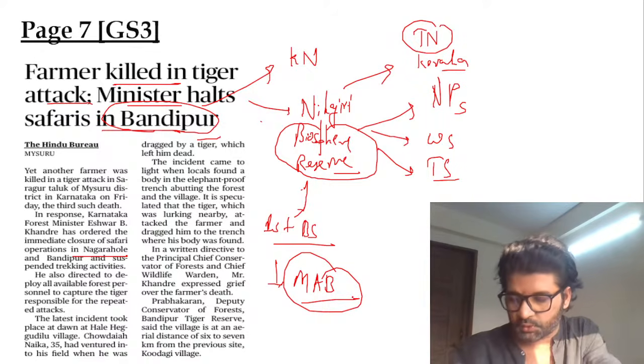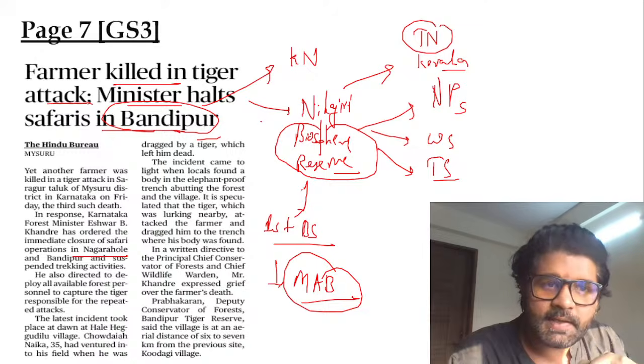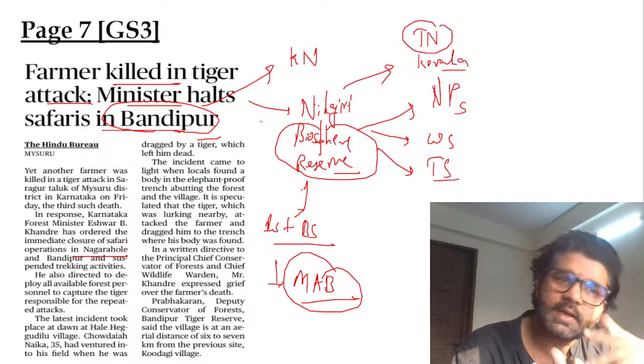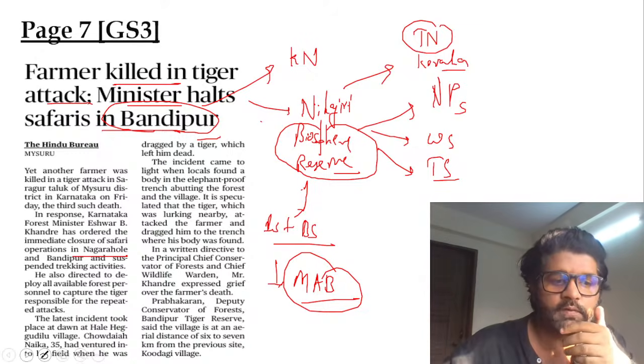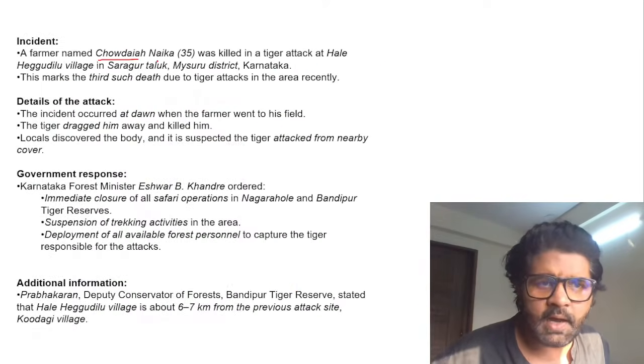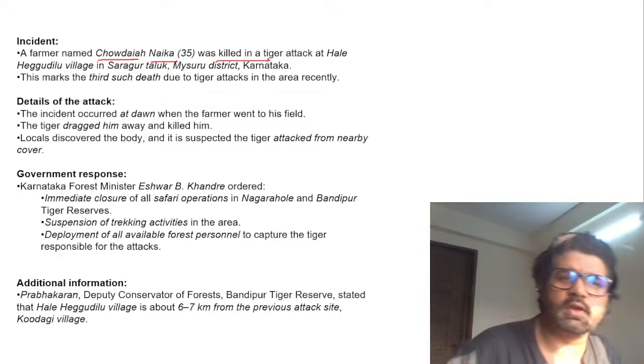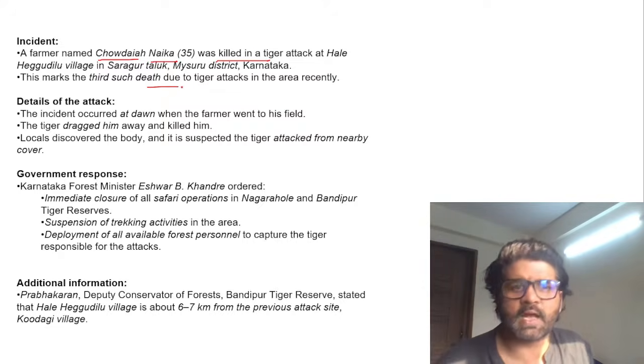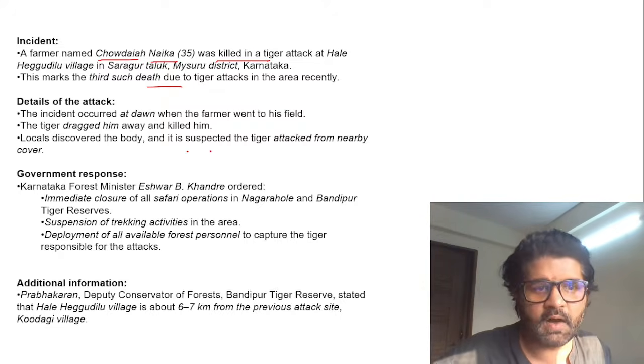Cool, Iltush. So there are so many things which are important in this article because it is environment. So anything related to environment becomes important. A farmer named Chaudaha Naika was killed in a tiger attack. Condolences to his family. Third such death has happened, and because of which people are worried.